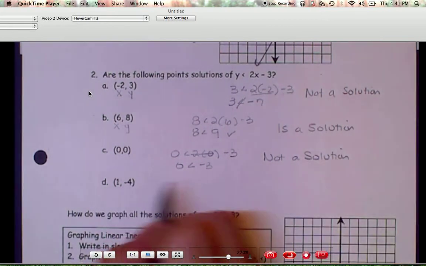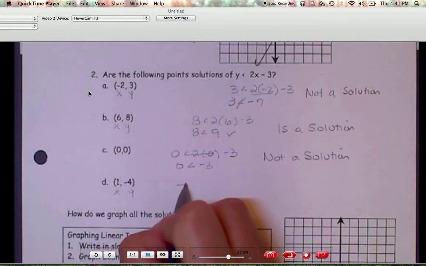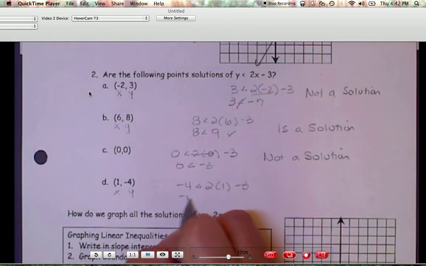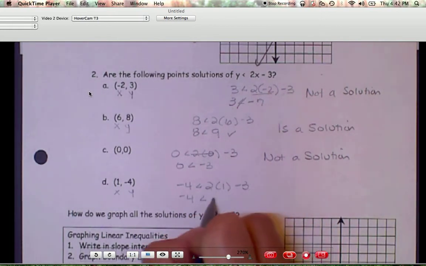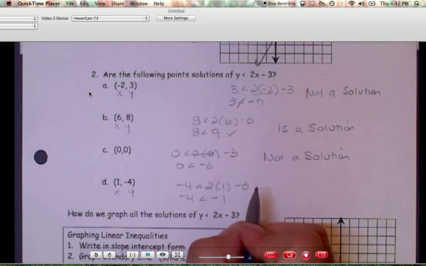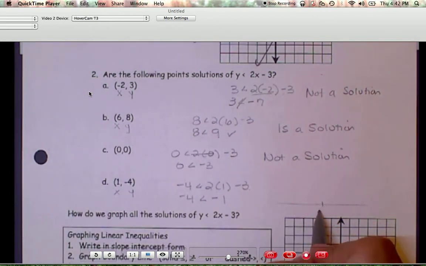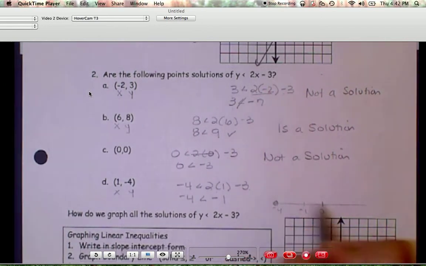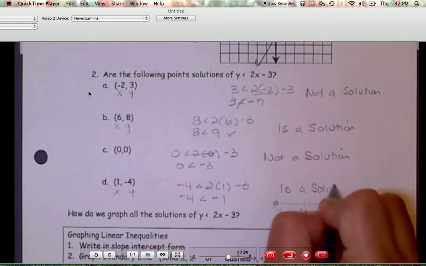And 1, -4 is our x and this is our y. -4 is less than 2 times 1 minus 3. -4 is less than, this gives us 2. 2 minus 3 is -1. Is -4 less than -1? Think of the number line. There's 0, -1, -4. -4 is further to the left, so it's less than, so it is a solution.